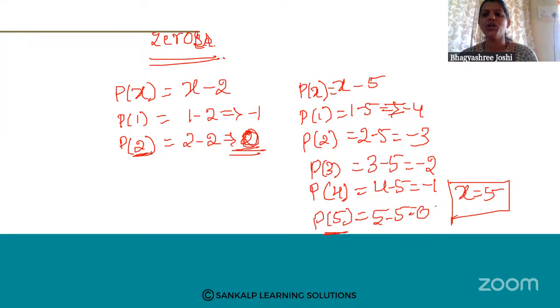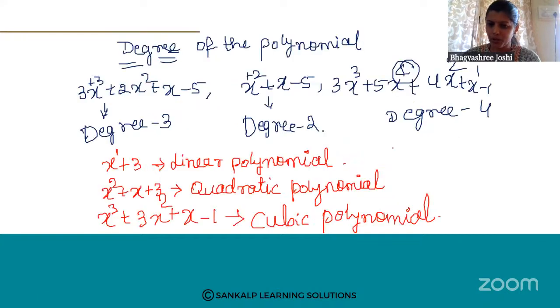That value we call a zero of that polynomial. Understood? Okay. So here x is equal to 2 is the zero and here x is equal to 5 is the zero of this polynomial. Again, for a linear polynomial, it has 1 zero. How many zeros does it have? 1 zero.